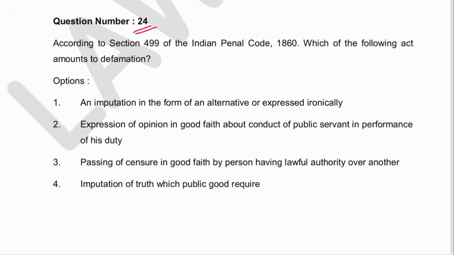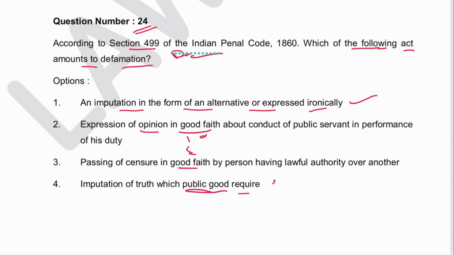Next, 24. According to section 499, that is defamation. Which of the following acts amounts to defamation? Imputation in the form of an alternative or expressed ironically. Yes, this is defamation. Expression of opinion in good faith? No. Good faith, public good required? No. Wherever something good is mentioned, that is not defamation. So 1 is the answer. And section 499 has become section 356 in Bharatiya Nyaya Sanhita.